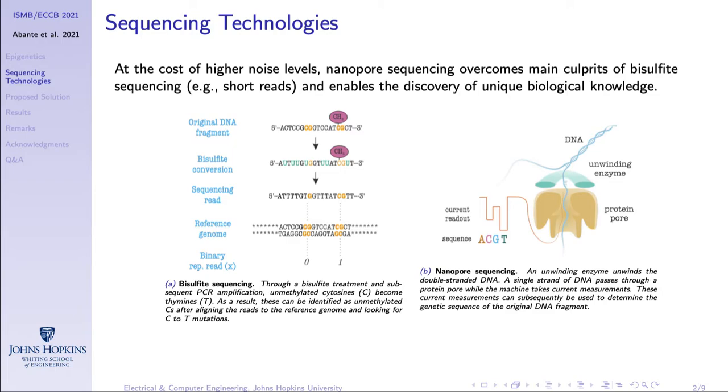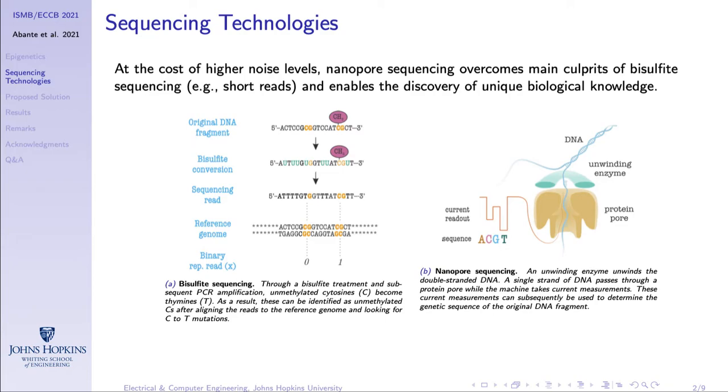Nanopore sequencing is a relatively new technology that offers a new exciting paradigm in genomics and overcomes the main culprits of bisulfite sequencing. This technology can produce very long reads. Recently, an entire chromosome was sequenced, and simultaneously contains information about several epigenetic marks. This gives nanopore sequencing an incredible edge over bisulfite sequencing in certain applications such as the study of repetitive elements or in allele-specific analysis.